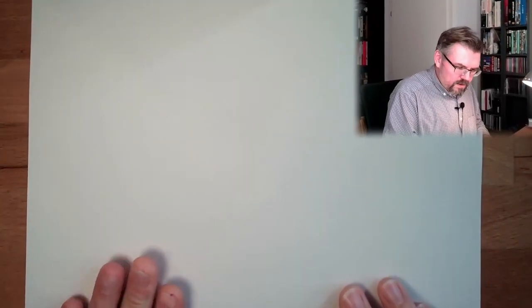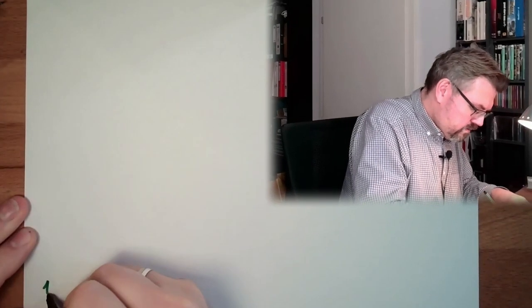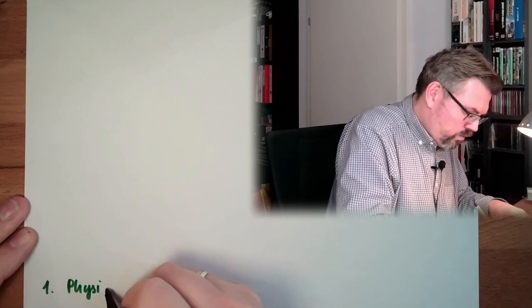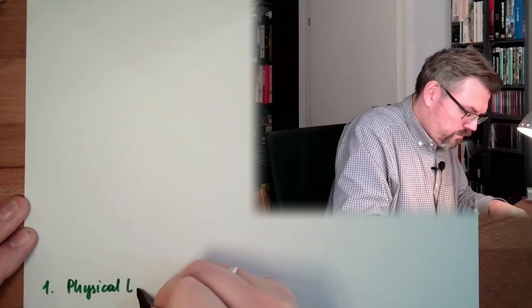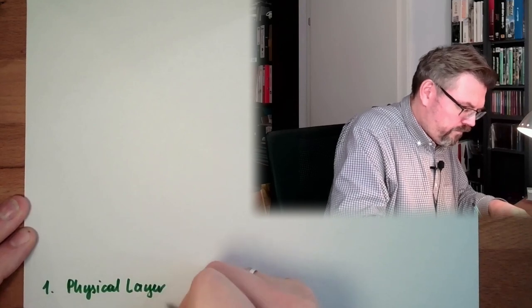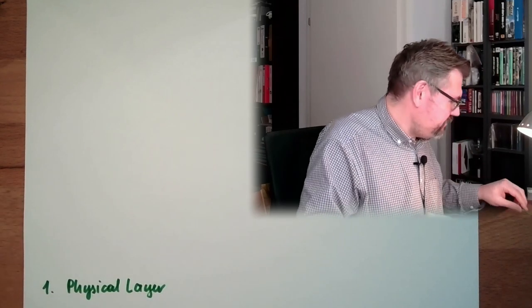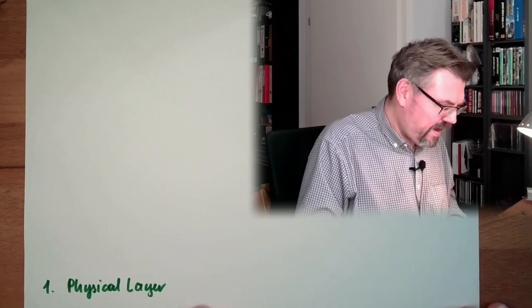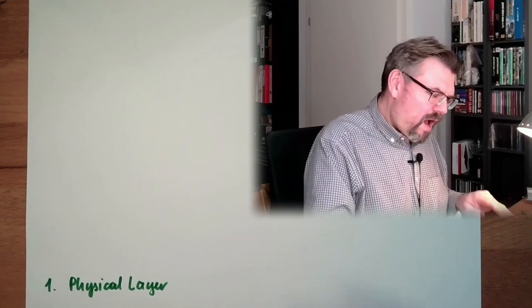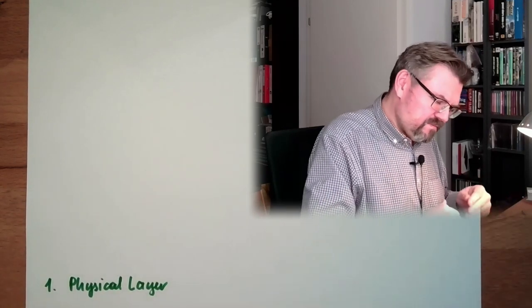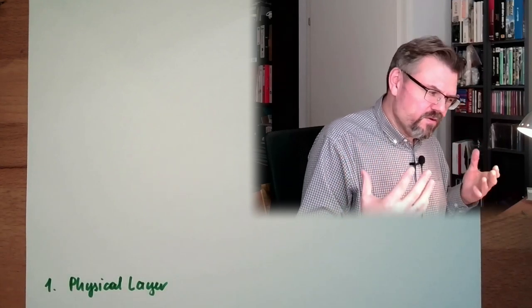So, now I have to use the same color. Layer 1. Okay, layer 1 is the so-called physical layer. There, all things are defined, cables and so on. We will go through this. It's the physical layer, the things you can touch.